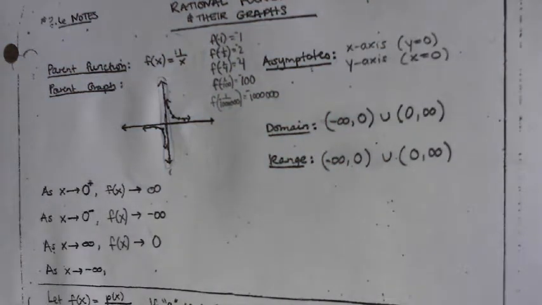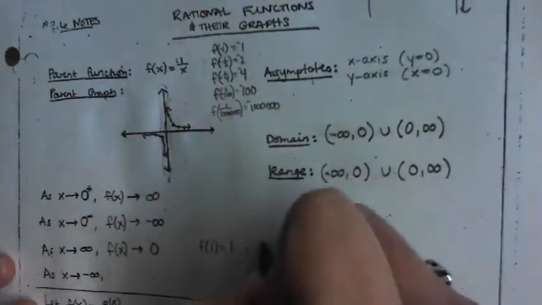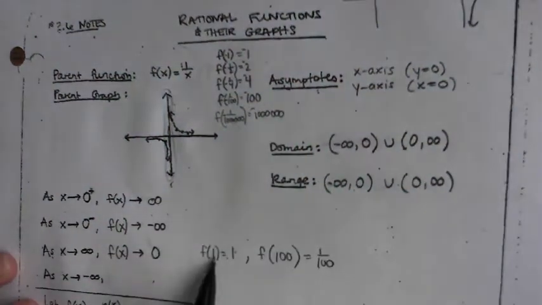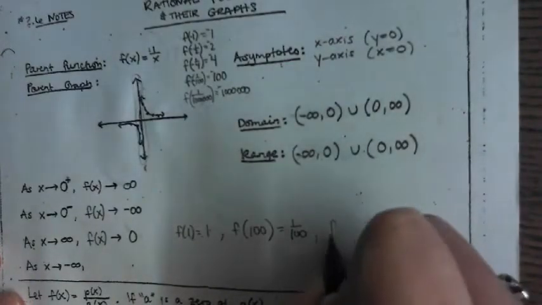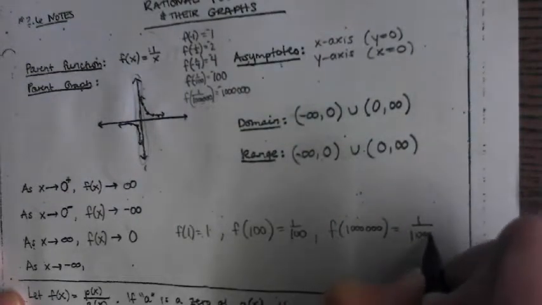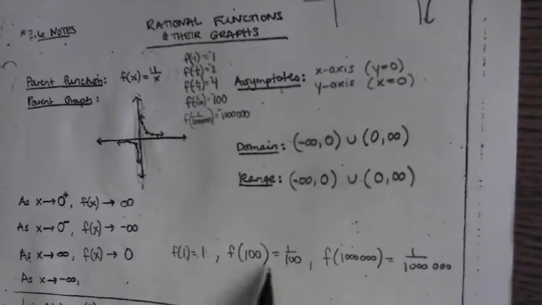Now, we should also be able to wrap our head around that because f of 1 is 1. f of 100 is 1/100th. As my x coordinates are growing, f of 1,000,000 will be 1/1,000,000th. And so as my x coordinates are going towards infinity, my y coordinates are shrinking, right? 1 over a number that keeps growing and growing and growing is going to get to be a smaller and smaller fraction.